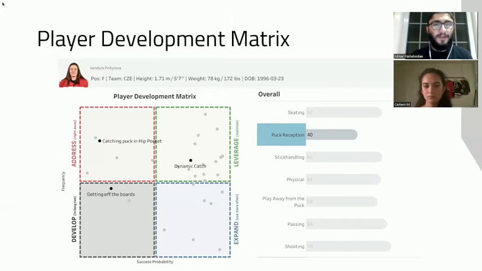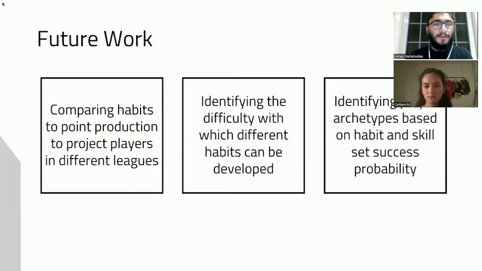Finally, in terms of future work, what we could do with these models is to first compare habits to point projections to project players in different leagues, identify the difficulty of developing certain habits as compared to others, and identify also player archetypes based on different habits or different skill sets that blend together.